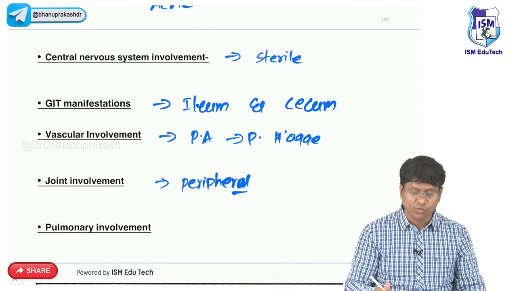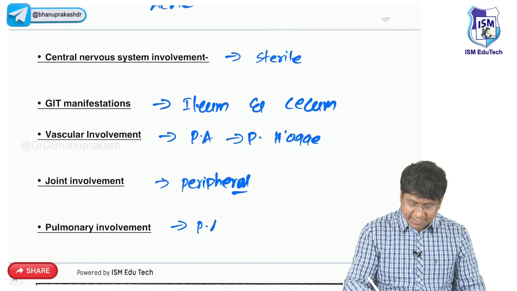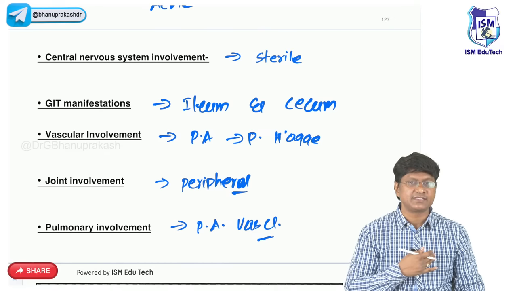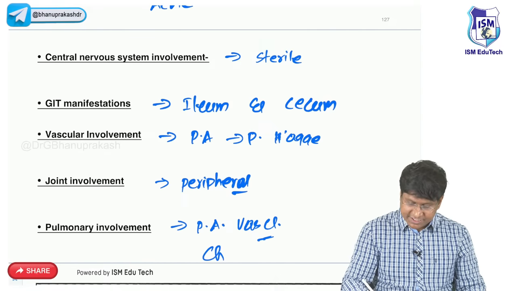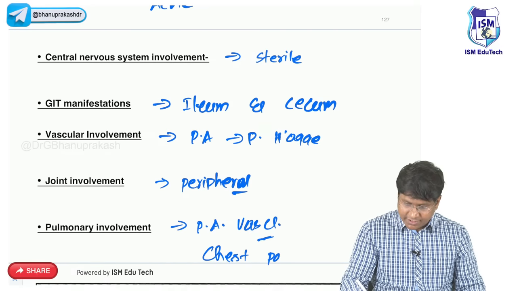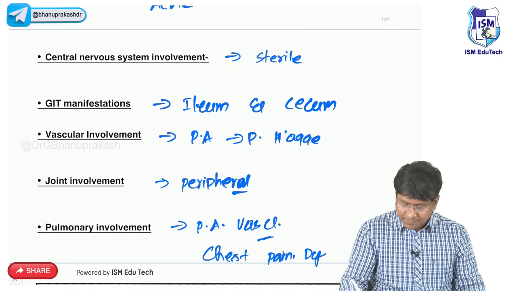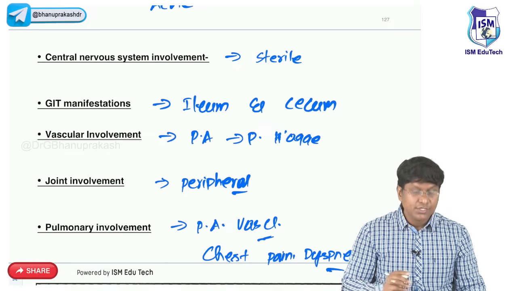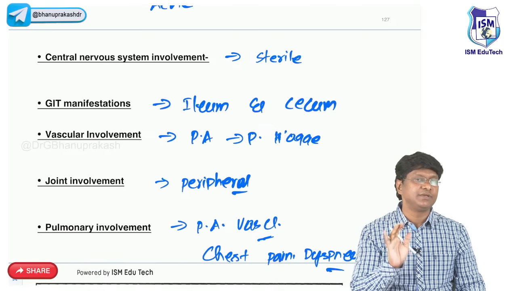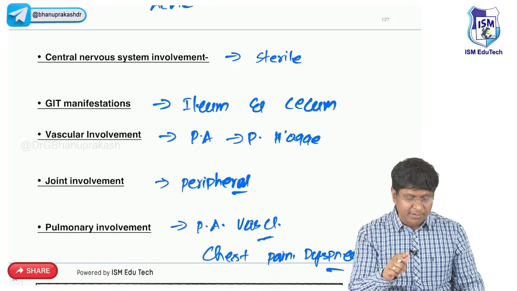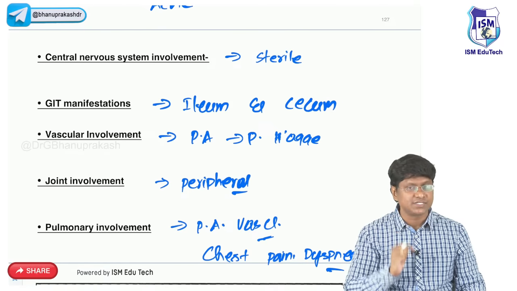And lastly, pulmonary involvement, that will be in the form of pulmonary artery vasculitis. That is what we were discussing. And because of pulmonary artery vasculitis, the patient can present with chest pain. And not only chest pain, the patient can also have dyspnea. So this is the multi-system involvement in Behçet's. But what is the most common manifestation? That is recurrent aphthous stomatitis.